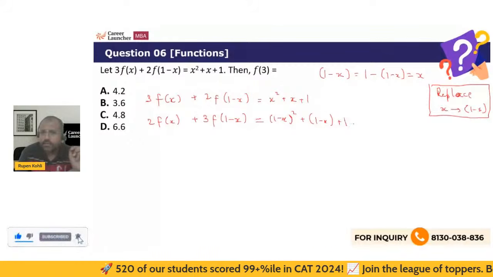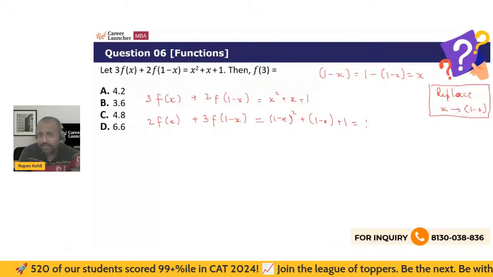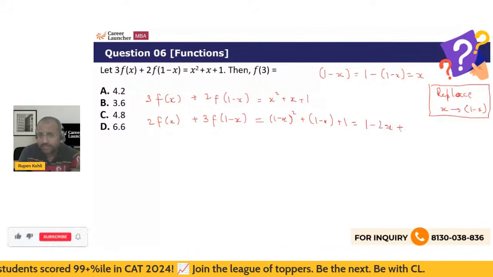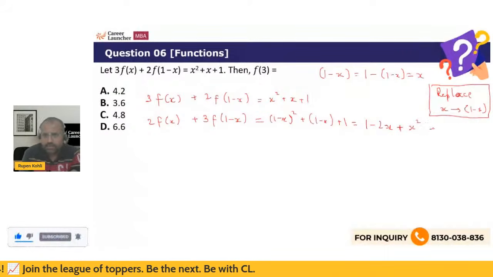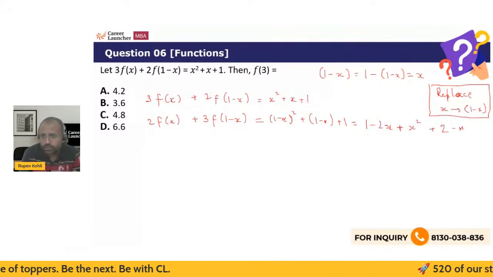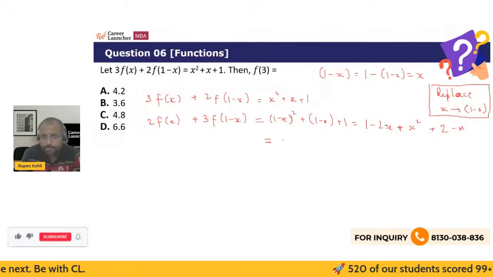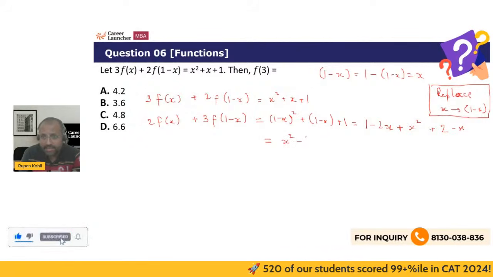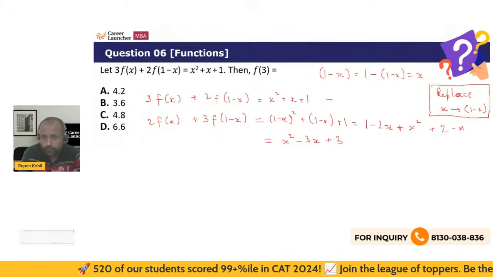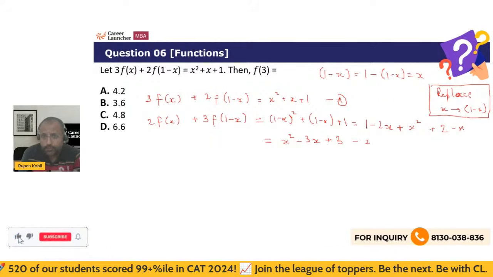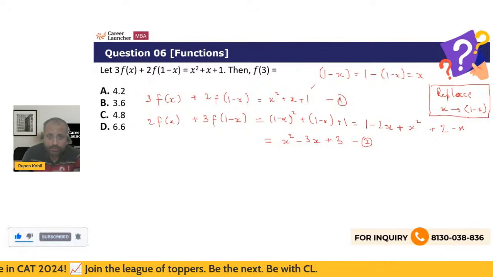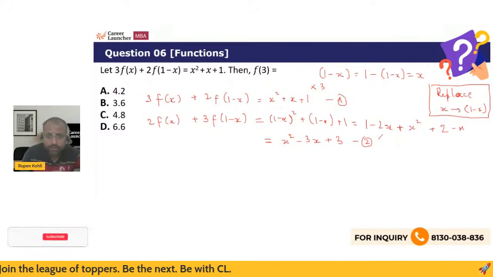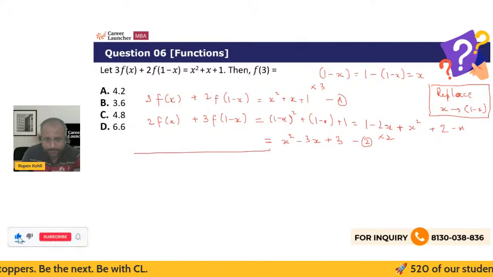Simplify this. (1 minus x) the whole squared is 1 minus 2x plus x squared, plus this is 2 minus x. So on the whole, this simplifies to x squared minus x minus 2x, so minus 3x, plus 1 plus 2, so plus 3. Equation number 1, equation number 2, we have to eliminate our f of 1 minus x. So multiply this one with 3, multiply this equation with 2, and then subtract.